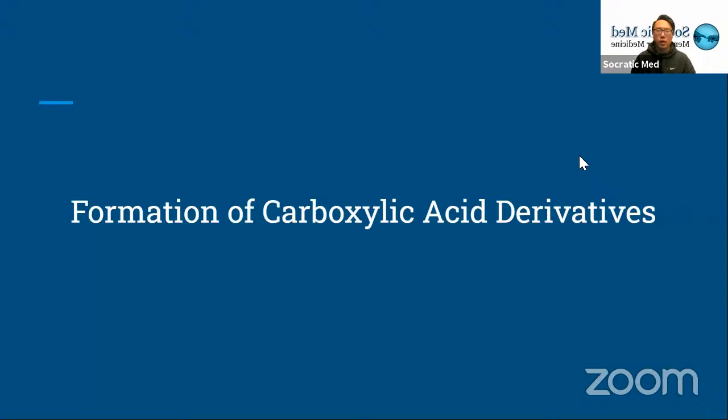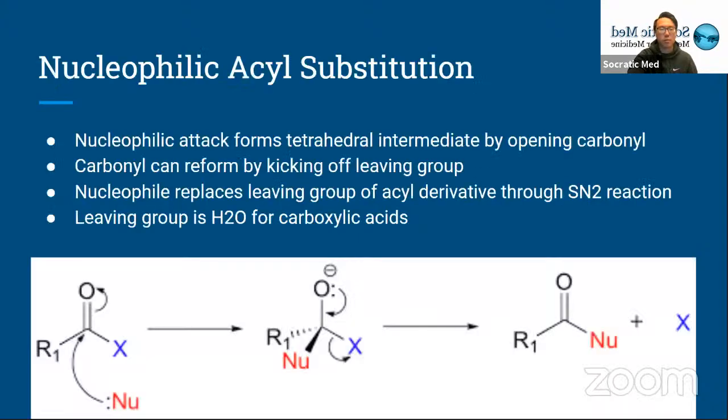Next, I'm going to go into reactions involving carboxylic acids and using a carboxylic acid to form the other carboxylic acid derivatives. So this is formation of carboxylic acid derivatives. All the reactions I'm going to go over are examples of nucleophilic acyl substitution. This is when nucleophilic attack by the nucleophile forms a tetrahedral intermediate that opens the carbonyl. And the carbonyl can reform again by kicking off the leaving group if it is a good leaving group. So the overall reaction is the nucleophile replaces the leaving group of the acyl derivative through an SN2 reaction. And for carboxylic acids, the leaving group is a water molecule.